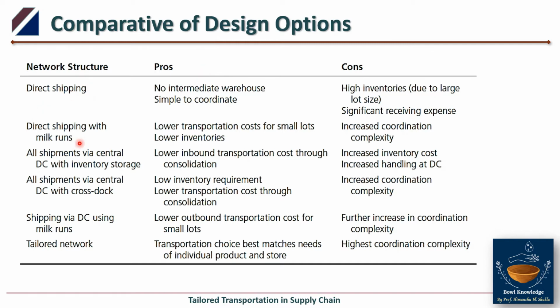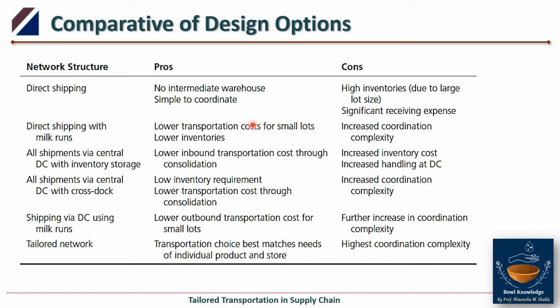Then the second option, direct shipping with milk runs. Now milk runs, we know, are for lower transportation cost for small lots and there will be lower inventories. But what is the con? It will increase the system complexity. You have to design the milk run. Milk run cannot be decided just as a vague thought. It should be thought upon as per the distance.